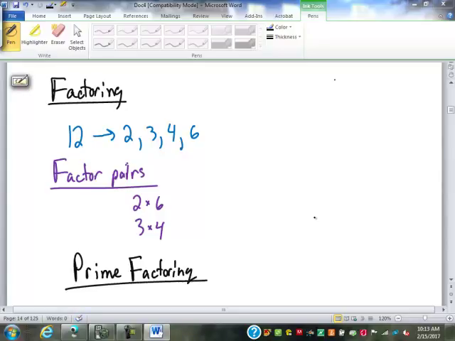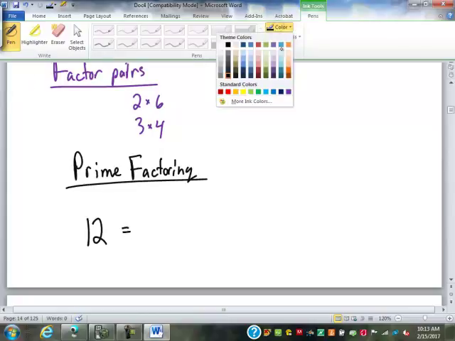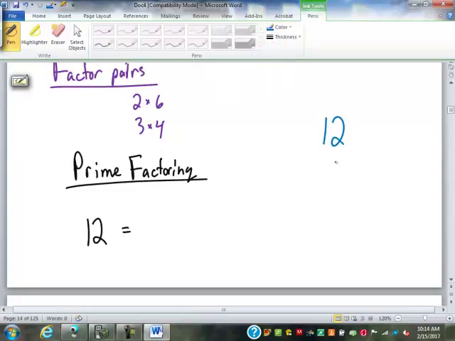So rather than just breaking the number up into 2 pairs that multiply up to it, we break it down into the smallest possible numbers that multiply up to it. The prime numbers. So if I wanted to prime factor 12, we do a factor tree. What is any number that divides into 12? Give me one. 2. 2 goes into 12.